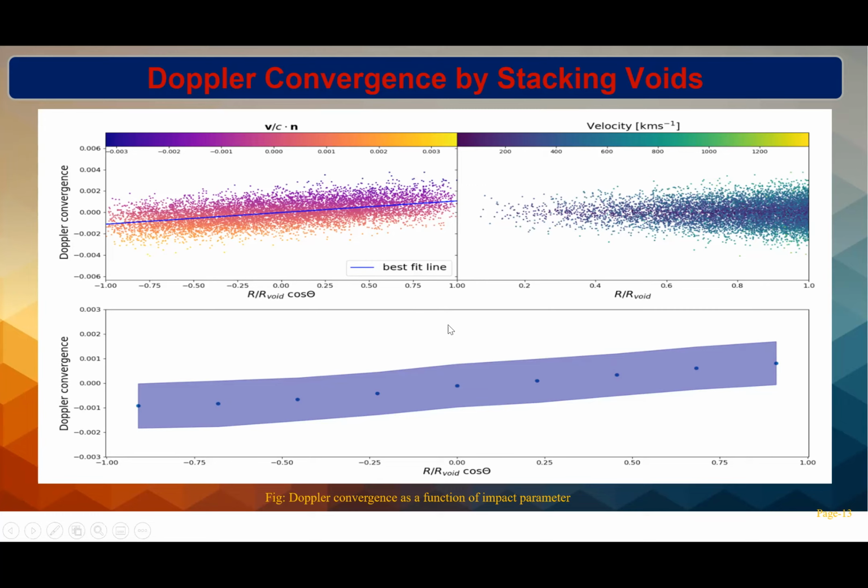The bottom figure shows the mean Doppler convergence values for a certain range of distance bins. We have calculated the Doppler convergence for a certain range of bins, and with 1 sigma variations of the data, you can see similar properties as the left figures, because it is the same figure just for a certain range of bins.